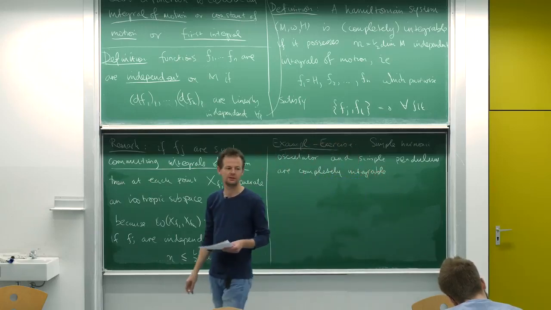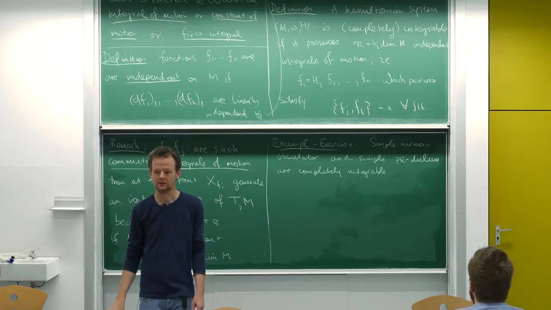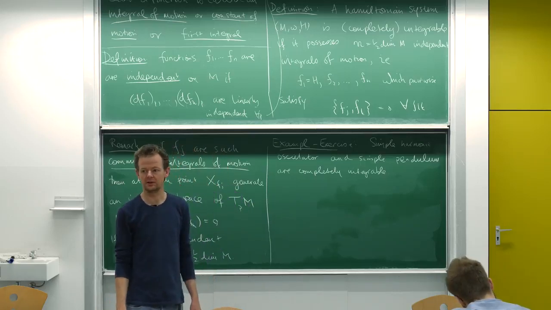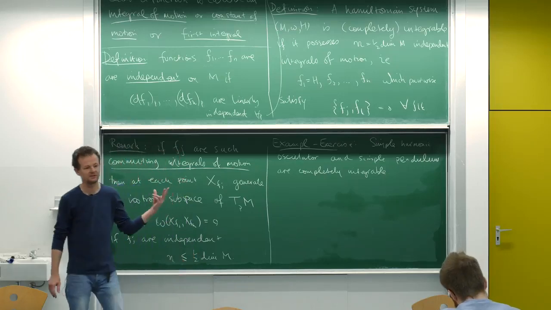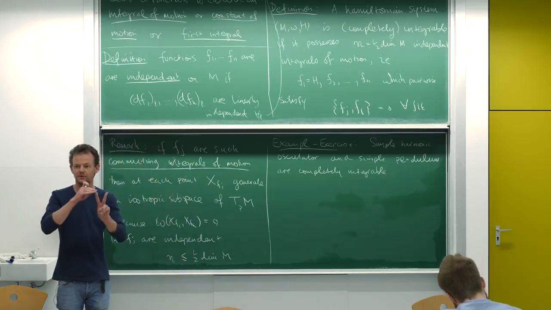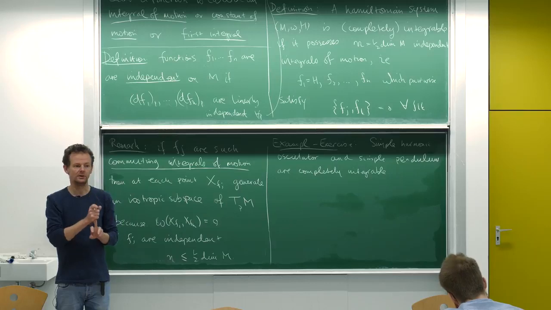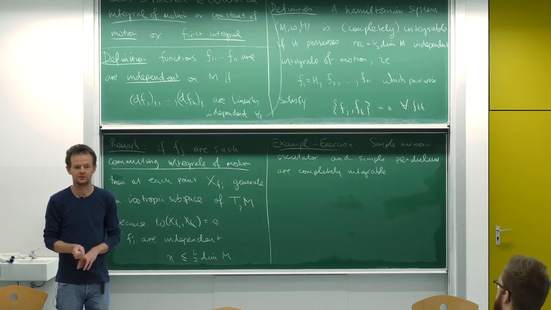Actually, that's pretty cheap, because it's completely integrable if there exist n, equal to half the dimension of the manifold, first integrals. But when the phase space is two-dimensional, half of 2 is 1, so you only need one first integral for the system to be completely integrable, and we have such a first integral. It's called the Hamiltonian, so we're done.